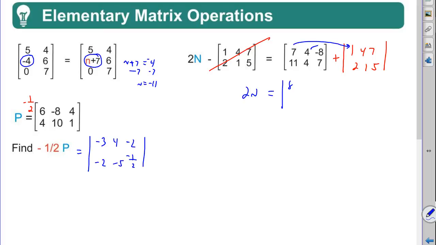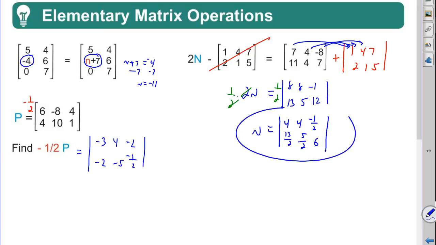7 and 1 is 8, 4 and 4 is 8, -8 and 7 is -1, 11 and 2 is 13, 4 and 1 is 5, 7 and 5 is 12. Okay, cool. And now the last thing, you got to move this 2. Well, multiply both sides by the reciprocal. Remember I taught you that way back. So see how we now have scalar multiplication to finish this off. So to finish this matrix equation, multiply each term by a half. That gives me 4, 4, -1/2, 13 halves, 5 halves, and 6.